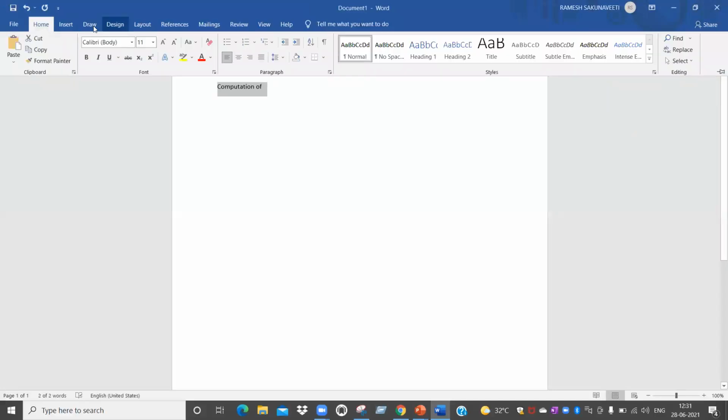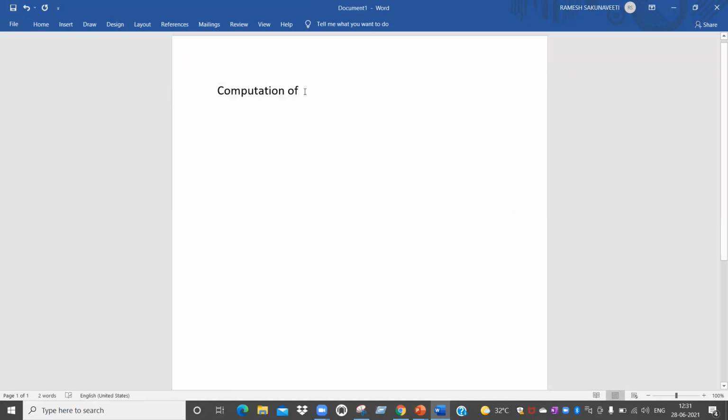See, first of all, we have to mention computation of. I will increase the size of the font. Don't worry, just a minute. Is it visible? Computation of. What is the person's name? Mr. Mohan Reddy. Income from house property.